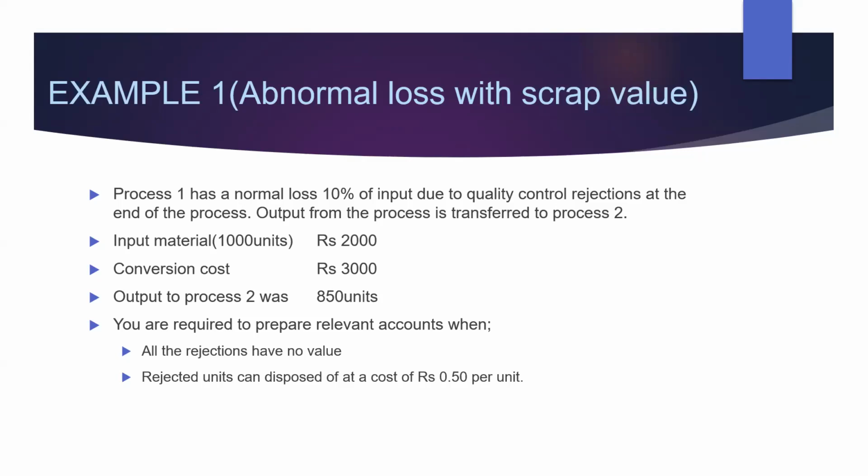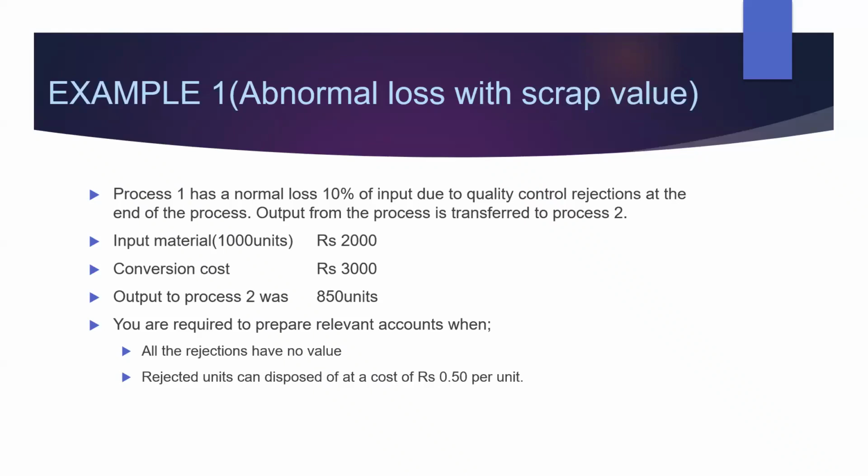Now let's start with this example 1. In this example, I have included the abnormal loss with the scrap value. So here, process 1 has a normal loss of 10% of the inputs due to quality control rejections. At the end of the process, output from process 1 is transferred to process 2.